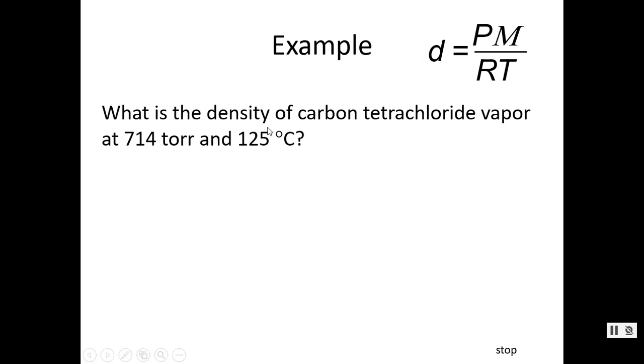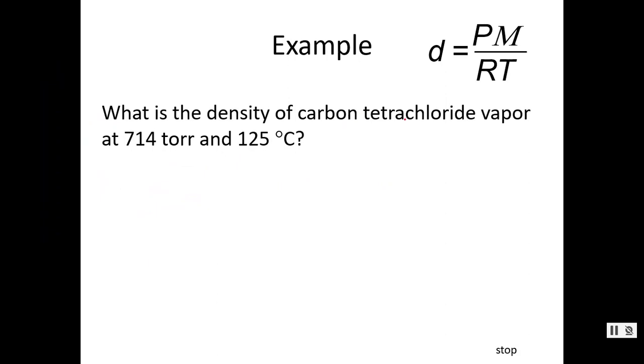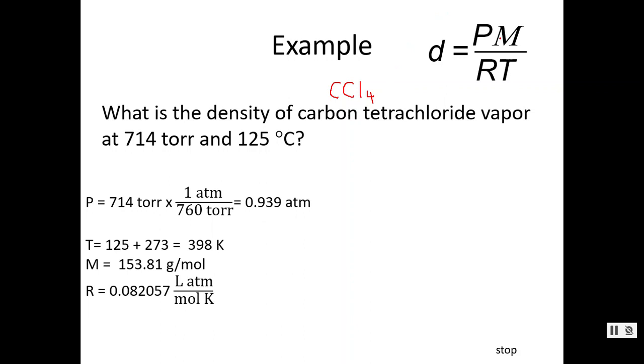So in this problem, I ask you for the density of carbon tetrachloride at a particular pressure and at a particular temperature. You think, density. Okay, well, I've got a pressure here. I've got a temperature. I didn't give you a molar mass, but I did give you what the substance is, carbon tetrachloride, CCl4. And from that chemical formula that you'd be able to get from the name, you can easily calculate the molar mass of that substance, which is what's done down here.